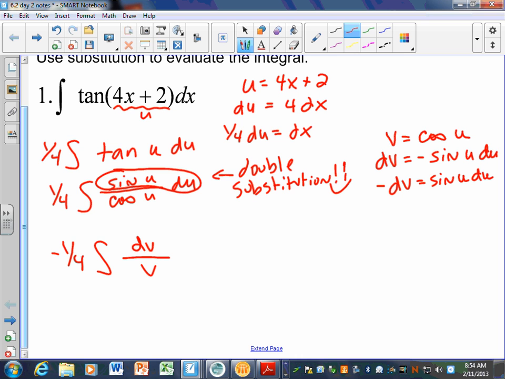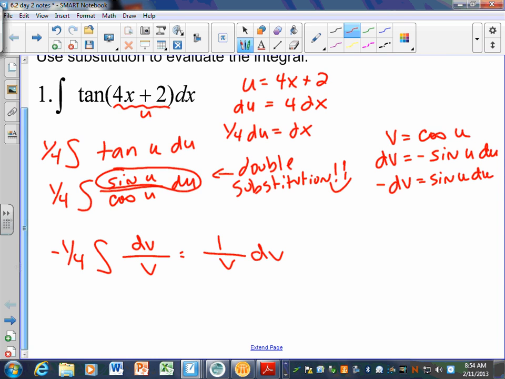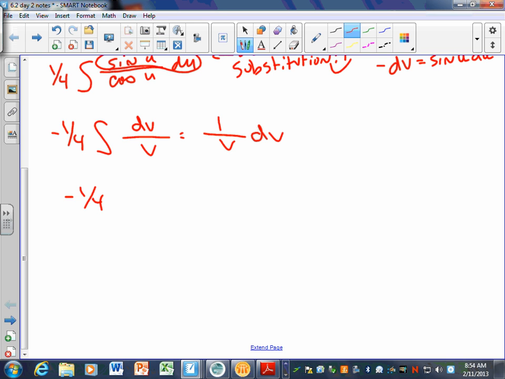Can you integrate that? If you prefer, you could write that as 1 over v dv. What is the integral of 1 over v? ln. Right, that's where the ln comes from in that tangent problem. Do I have the integral of tangent memorized? No, I remember there's ln in it. This is how I work it out. So now I can say negative 1/4 times the ln of v. Technically speaking, when you take the integral and you get ln, you're supposed to put absolute value bars around it, because you can't take the ln of a negative number. Plus c.